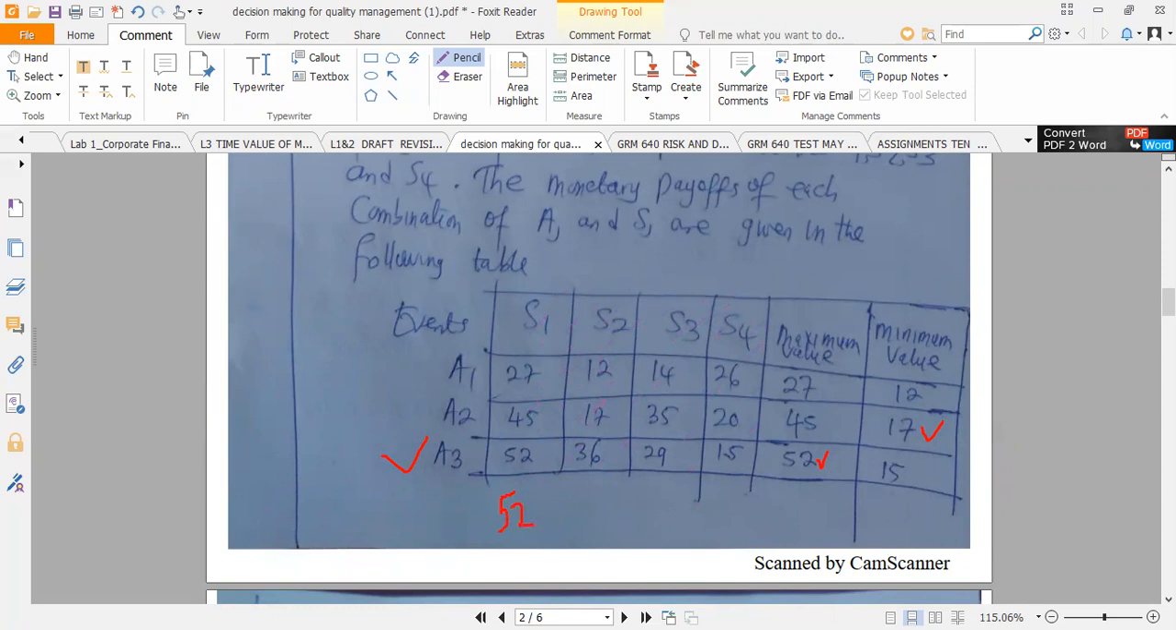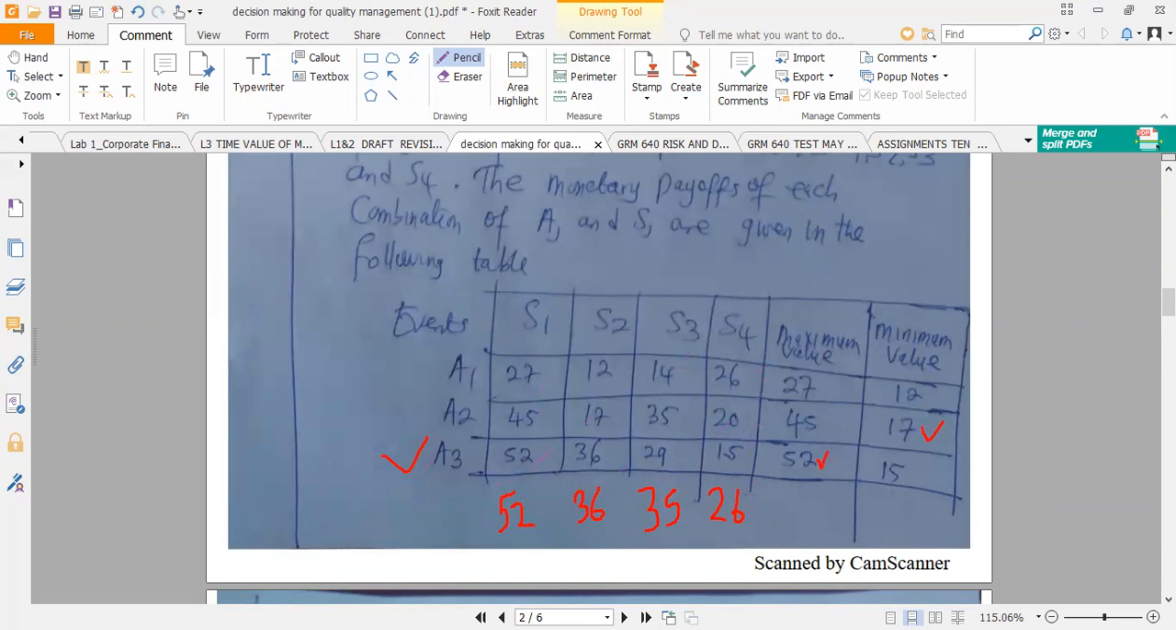Here our highest number is what? 36. Here our highest number is what? 35. And here our highest number is what? 26. So using the regret table, we pick the highest numbers and we subtract from each of the values here.